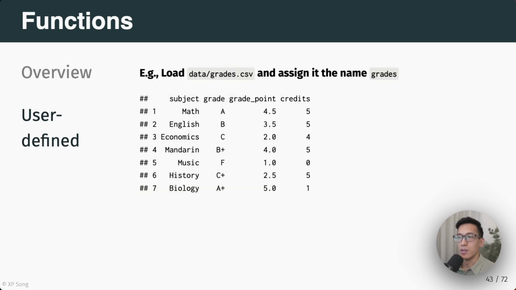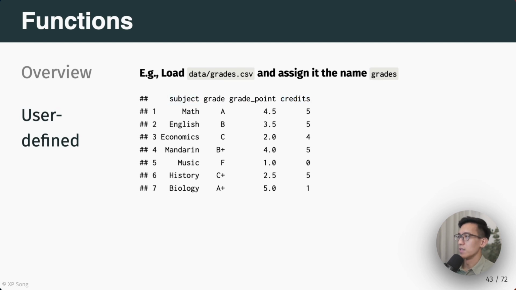Let's run through an example using the grades dataset that can be found within the data folder. So this dataset contains the grades for an individual for multiple subjects. So most importantly, we have the grade point, which corresponds to the letter grade, and the credits for each subject.